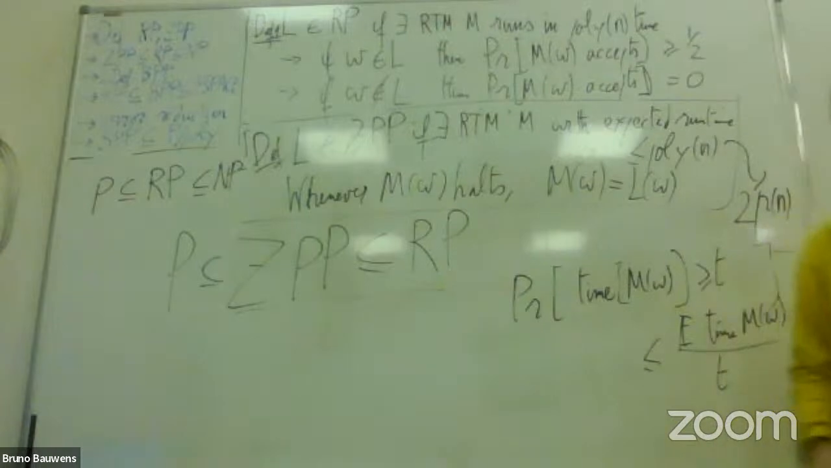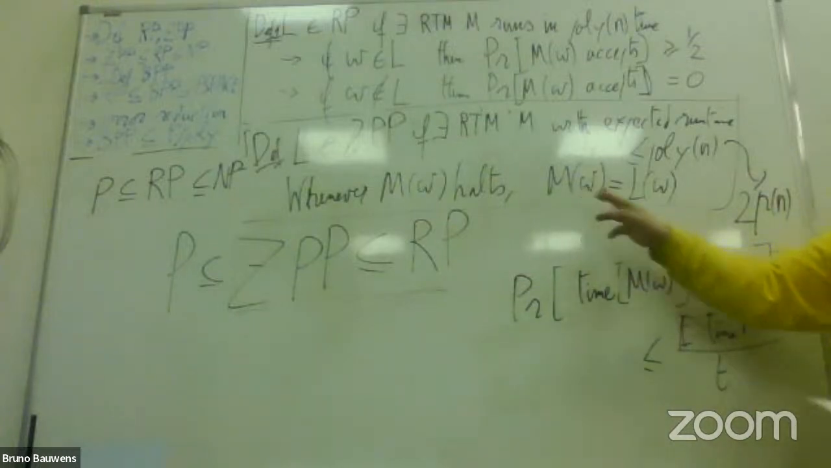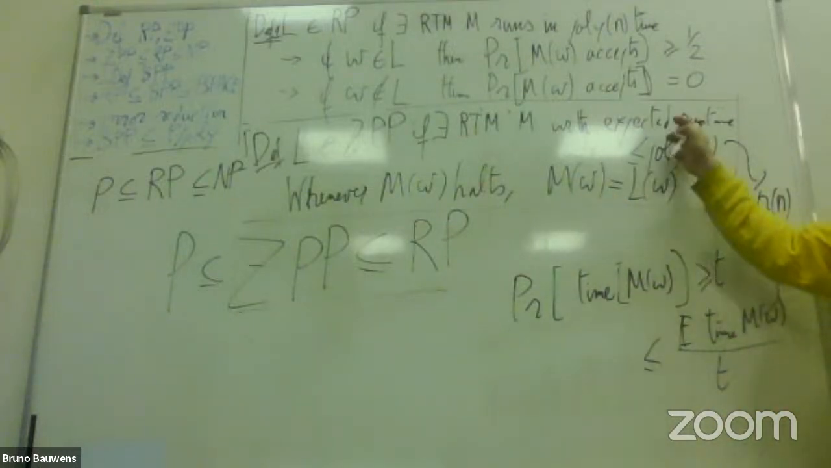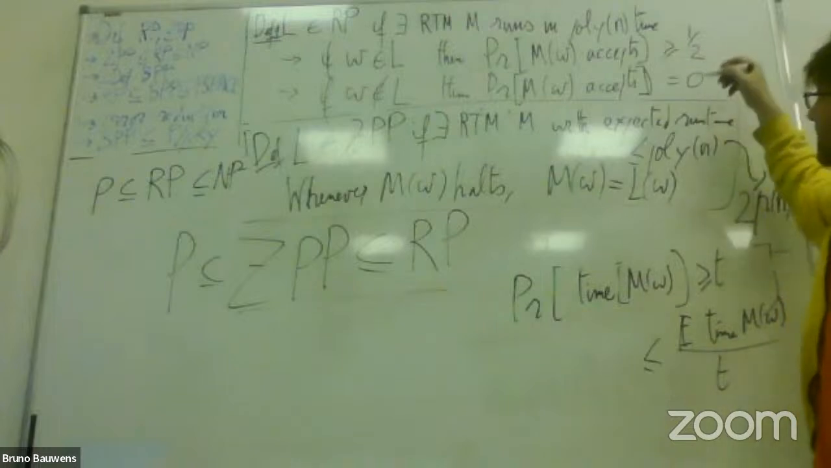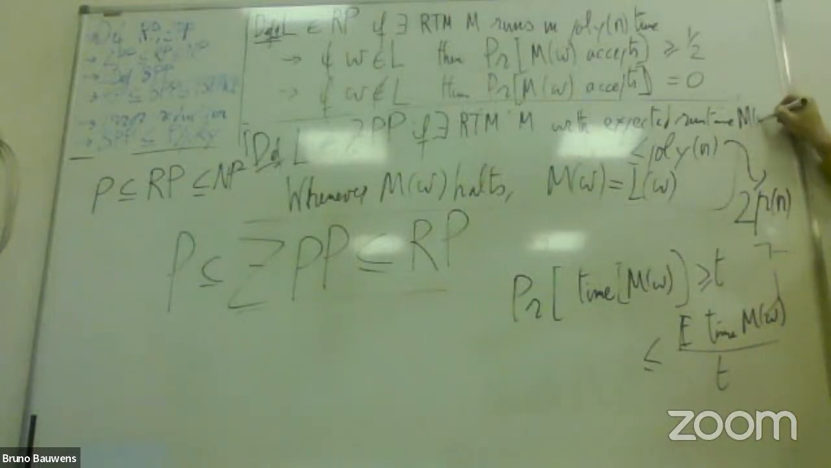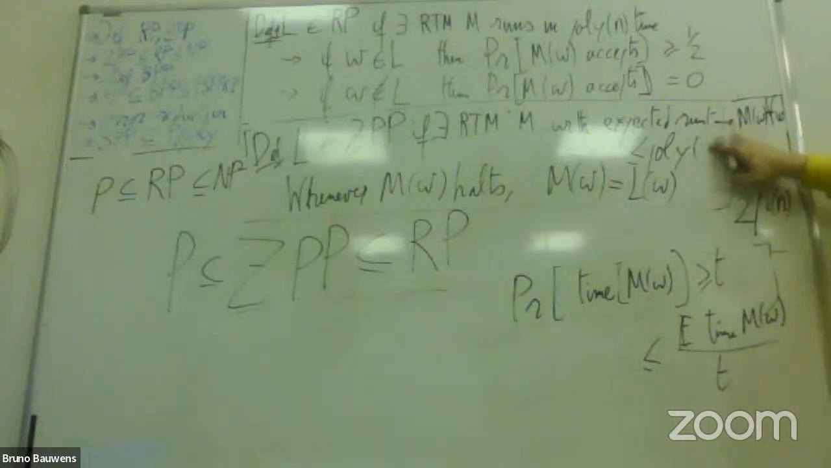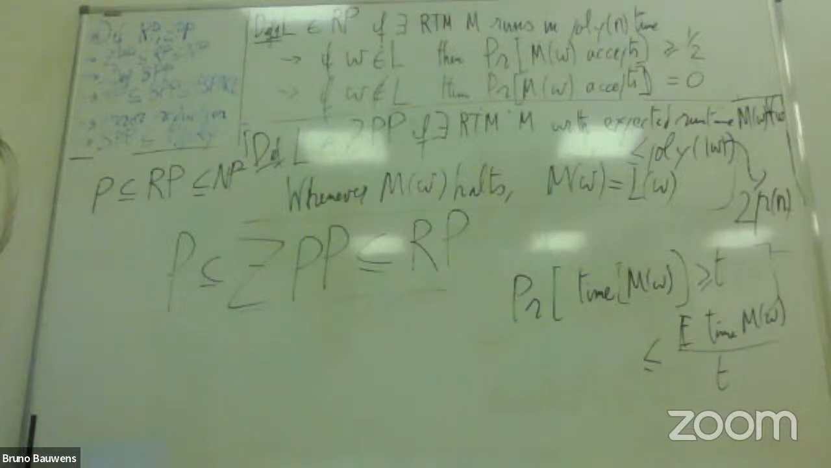Yes. First you wrote that expected time is less or equal to poly of n. Yeah, for every input, the expected time is at most poly n. With the expected runtime of M of W, so for every W, bounded by poly of the length of W. Okay, yeah, thank you. I should have stressed this.